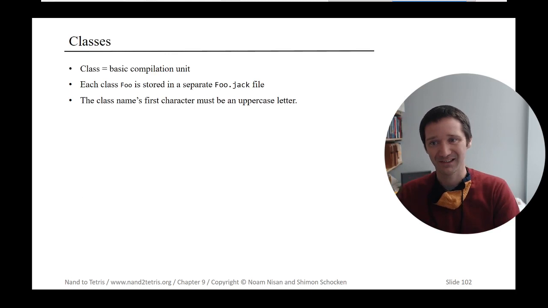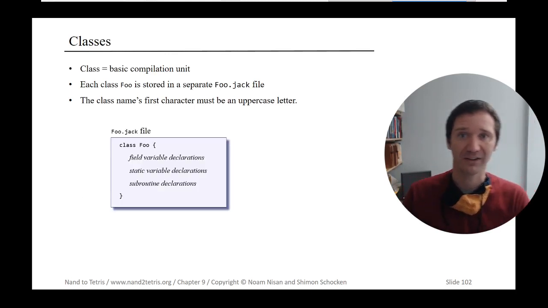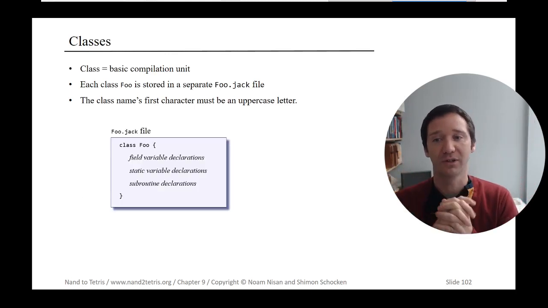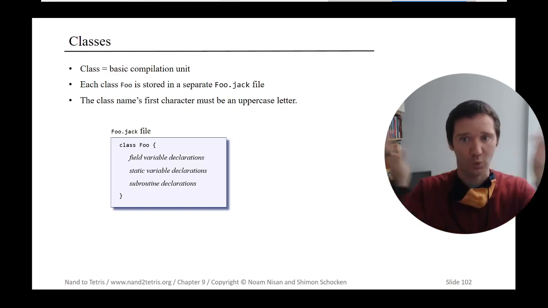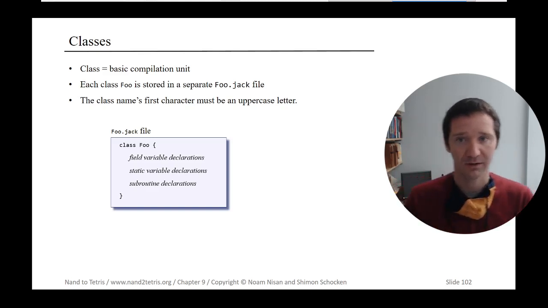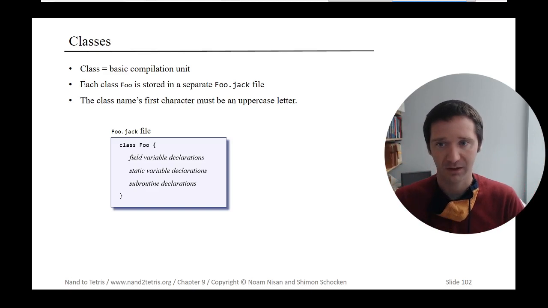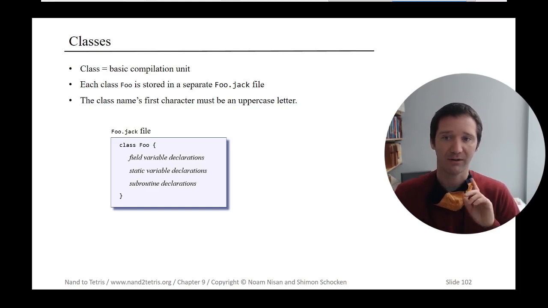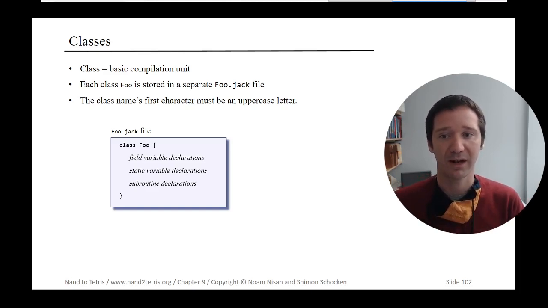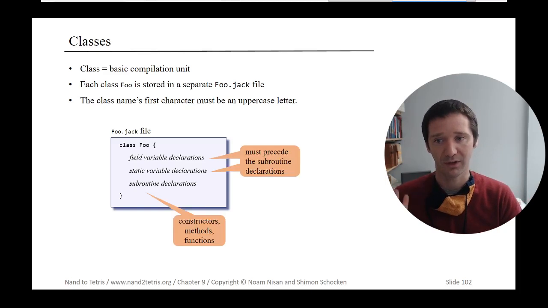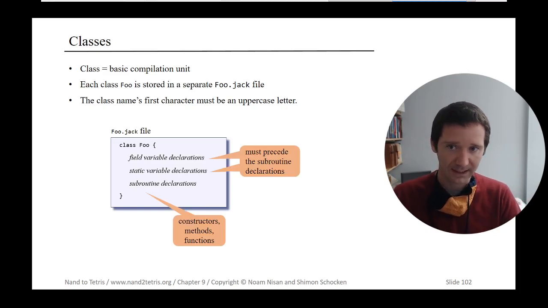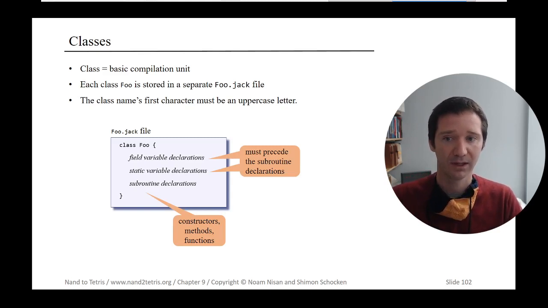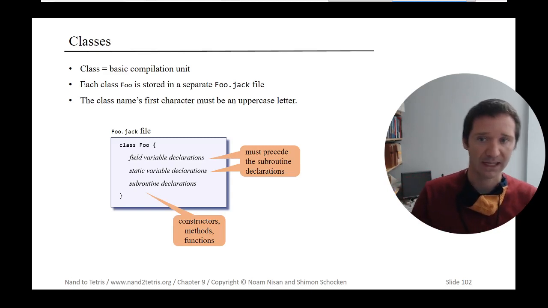All right, lastly, or like a second last, is classes. The class in Jack is the basic compilation unit. So each class foo is stored in a separate file called foo.jack. And then the class's first character must be an uppercase letter. That's how it is. So each class is going to have field variable declarations, static variable declarations, and subroutines. The field and static variables must be on top of the constructors, methods, and functions.